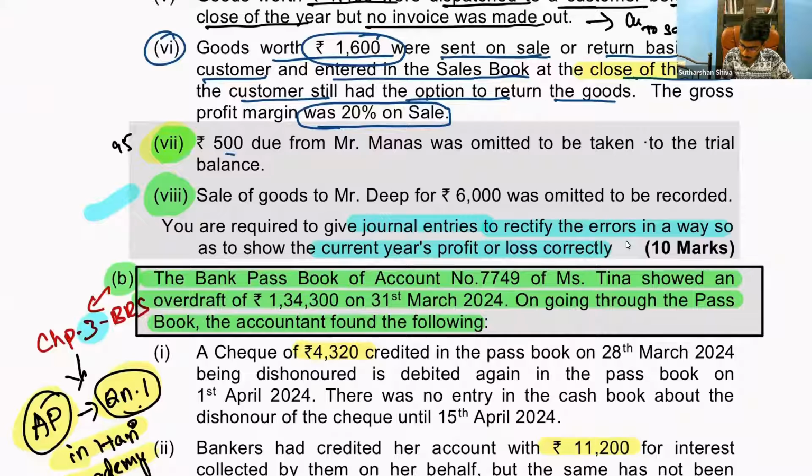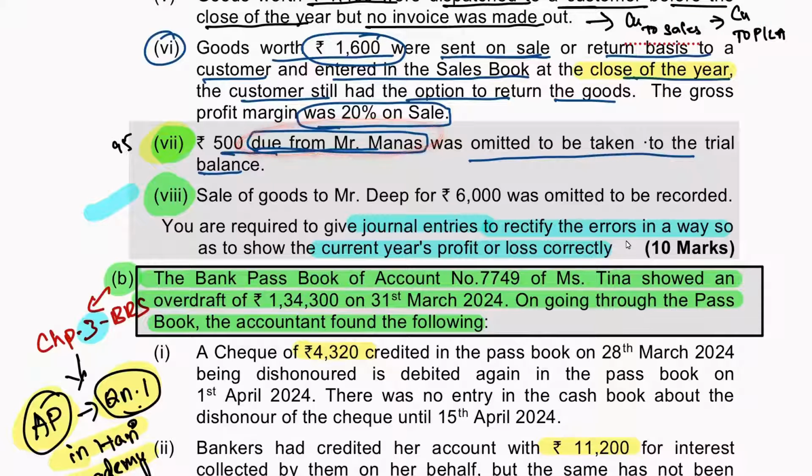First, 500 due from Mr. Manas was omitted to be taken from the trial balance. Due from Mr. Manas. What is the entry? Due from Mr. Manas. It means I need to receive it, right? Is it right? Yes, sir. What will the entry be?